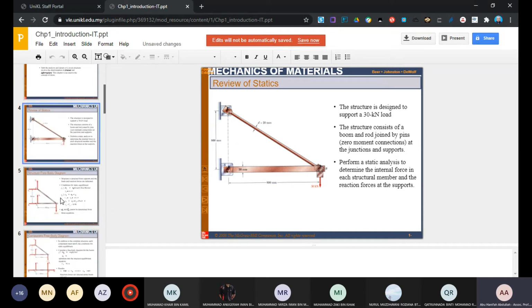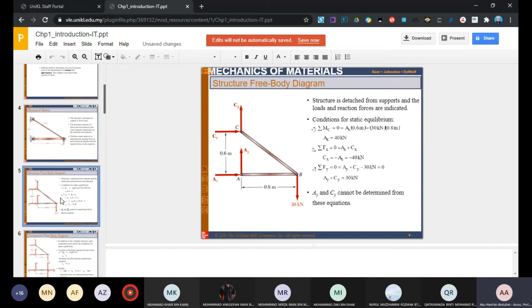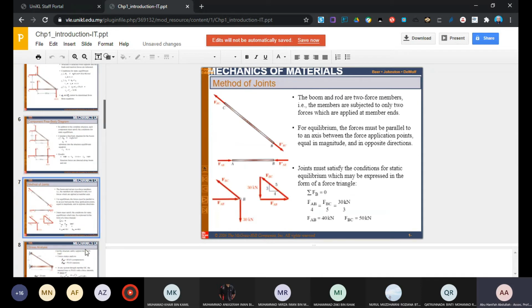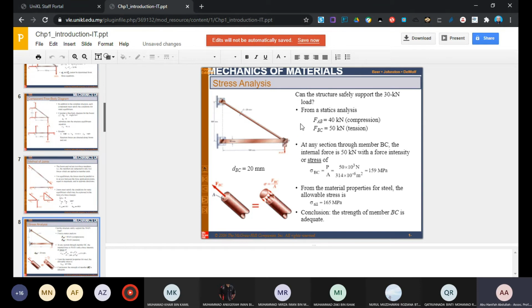So we use the free body diagram analysis, where the moment will be zero, and you establish and solve the moment equation. You establish the x and y equations, forces in the horizontal direction and forces in the vertical direction. You solve the three equations, and then you will be able to get the member forces. As you get the member forces, you know AB, and you have calculated also BC, 40 and 50 kN.